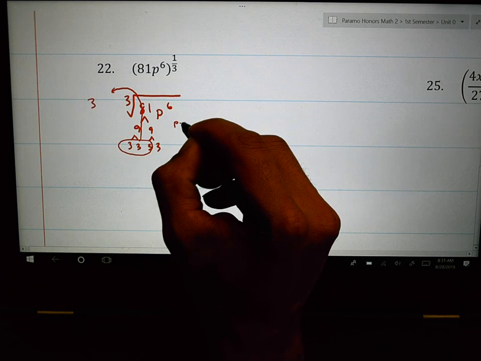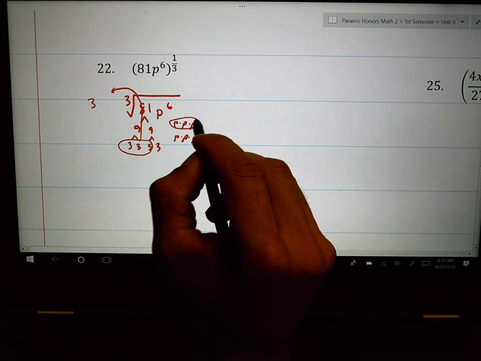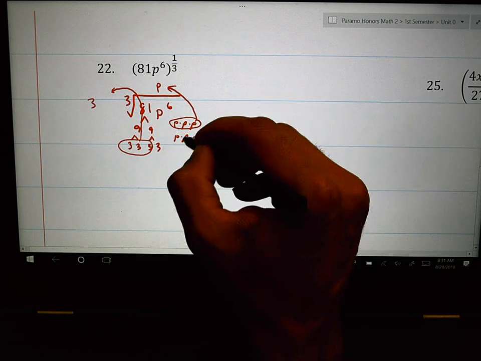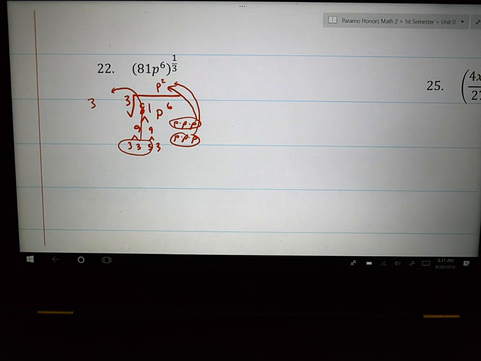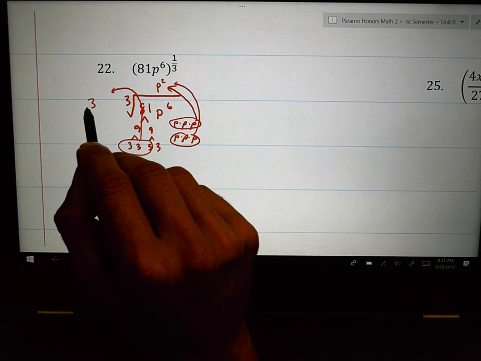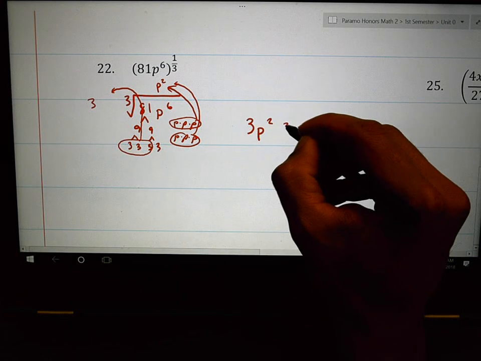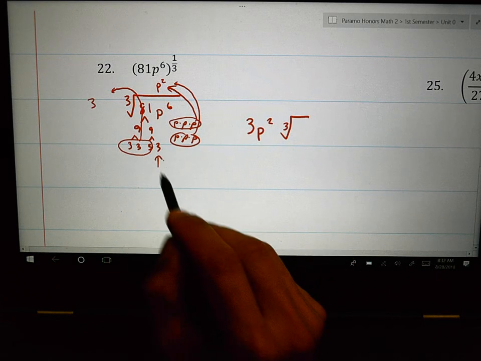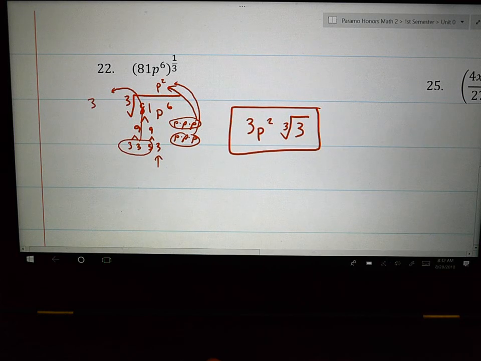P to the 6th means that I have 6 factors of P. I can already see that one P is going to pop out, and so is another one, otherwise known as P squared. So keeping organized, I have a 3P squared on the outside times the 3rd root. What doesn't break out is this 3 right there by itself. And so my final answer is 3p squared times the 3rd root of 3.